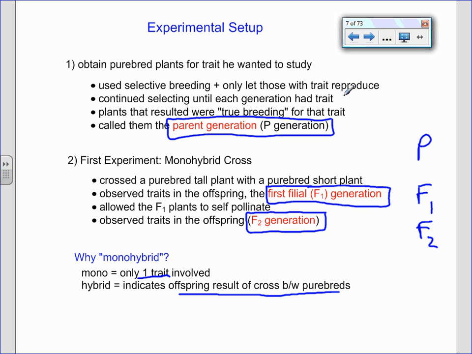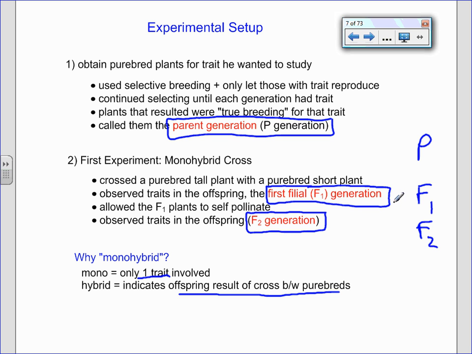He crossed them, in other words, mated them, took the pollen from one and pollinated the eggs or ovules of the other. Okay, and he looked at the traits in the offspring. So the offspring of the purebreds was called the first filial generation, or F1 generation. Then he took those offspring and he'd let them self-pollinate. In other words, they'd mate with ones that have the exact same genotype.